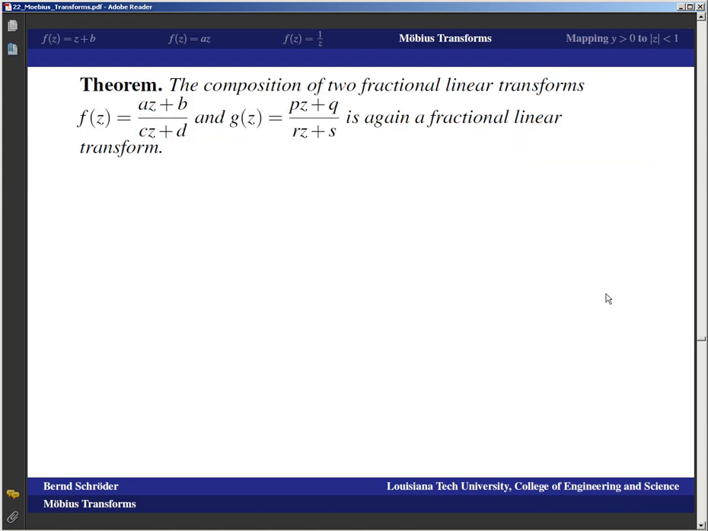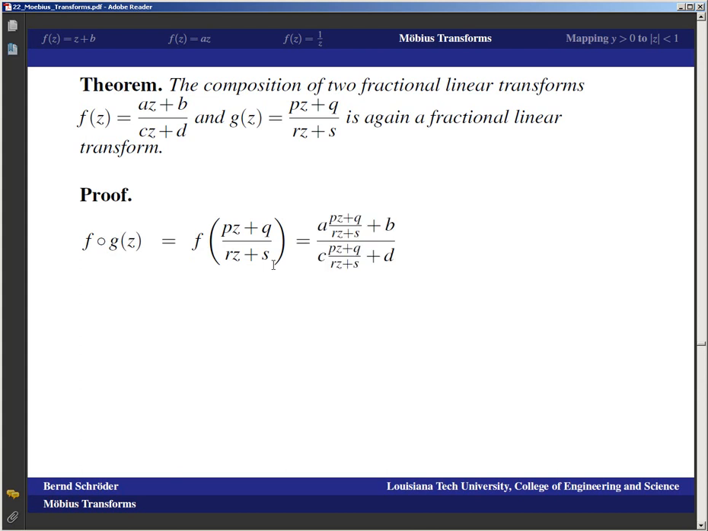Okay, what else can we do? Well, we want to show that these Moebius transforms are closed under compositions. So we want to show that the composition of two of these guys is again a fractional linear transform. Alright, well, first of all, we just have to bite the bullet and explicitly work with the composition. So f composed with g is f of (pz plus q) over (rz plus s). We just substitute that in, right? This is a times whatever is inside plus b over c times whatever is inside plus d, and whatever is inside is just this complicated expression.